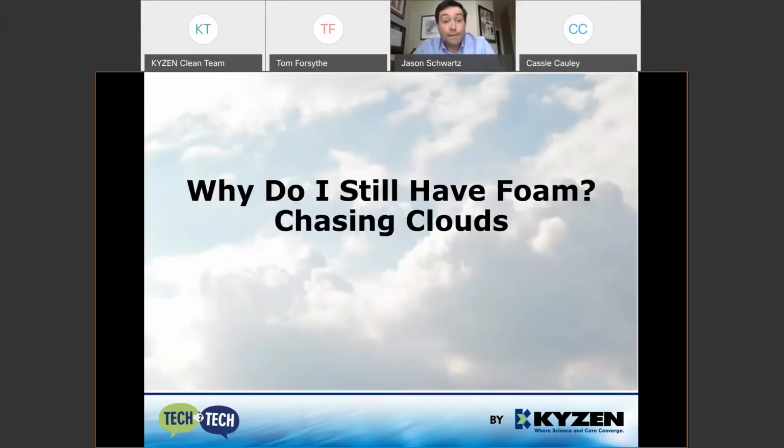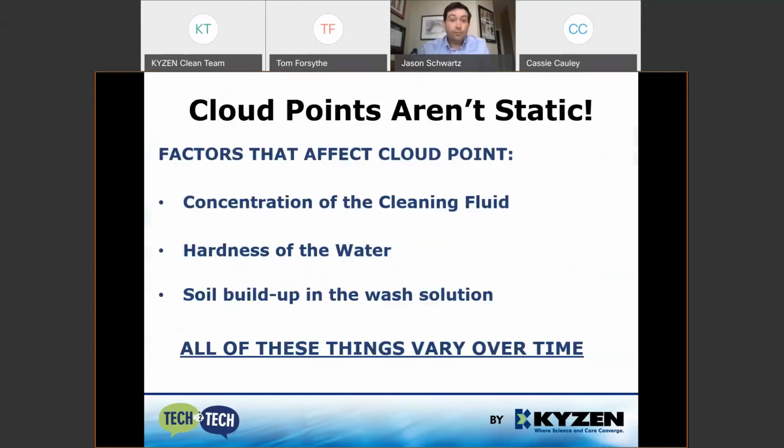Now, if it were that easy, why do I still have foam, right? Well, unfortunately, cloud points aren't static, right? They depend on a lot of different things like pH, salinity, concentration of like molecules. In practical terms, that's dependent on the concentration of your cleaning fluid, the hardness of the water, and the soil buildup in the wash solution. All of these things can vary over time. A fresh bath behaves very differently than a seasoned bath.